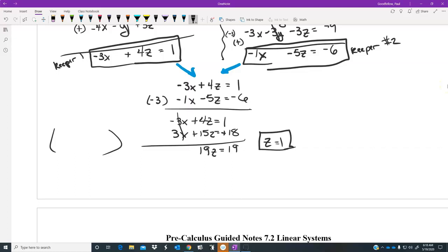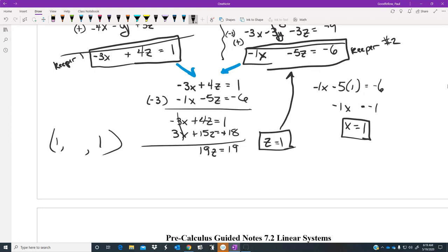Now, your ordered triple is going to have 1 as the z down here at the end. Now, how are we going to generate the other 2 answers? And this all comes from just a recycling of the answer back into the originals. So I'm going to recycle the 1 into either one of the 2 keepers. It would not matter. Negative 1x minus 5 times 1 is equal to negative 6. Well, that's negative 5 added would be negative 1. So negative 1x is equal to negative 1, or x is equal to 1. There you've got a second part of your 3 pieces to your ordered triple.